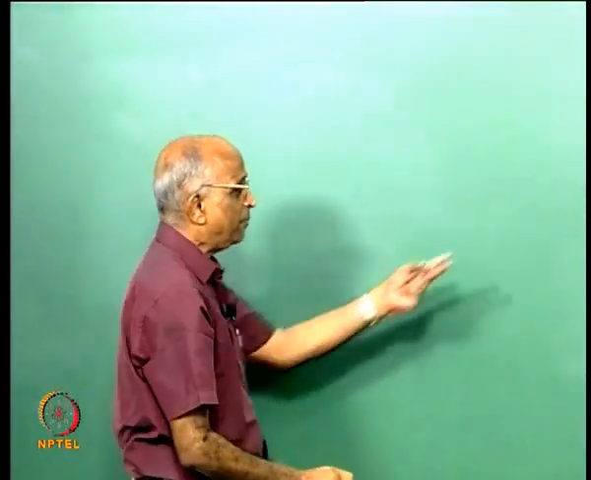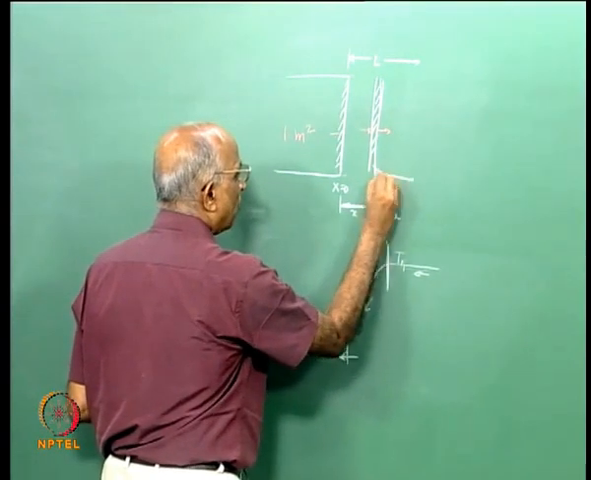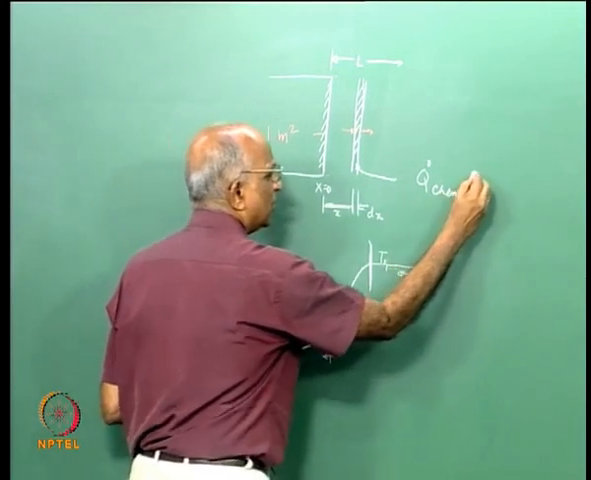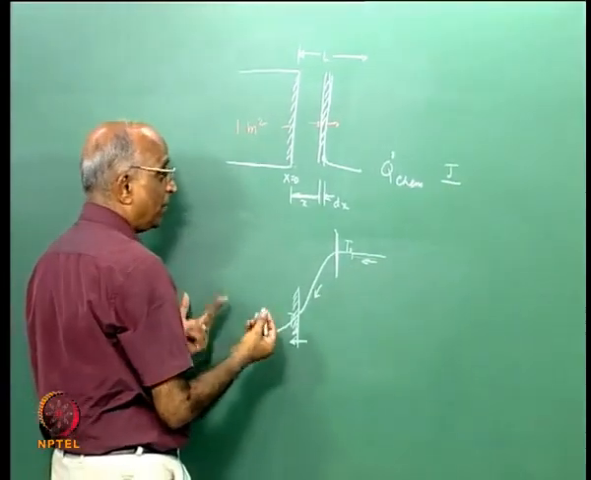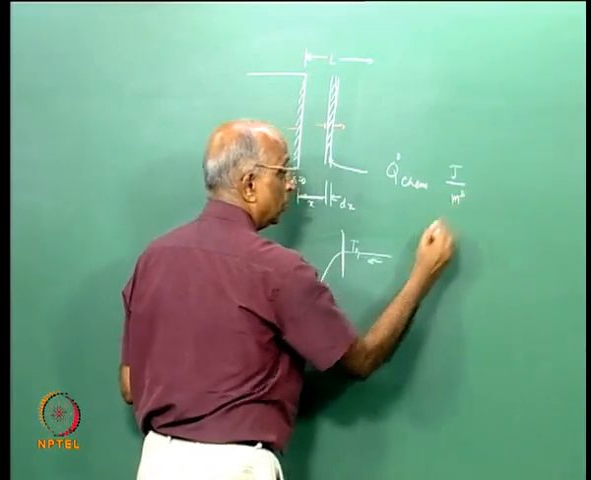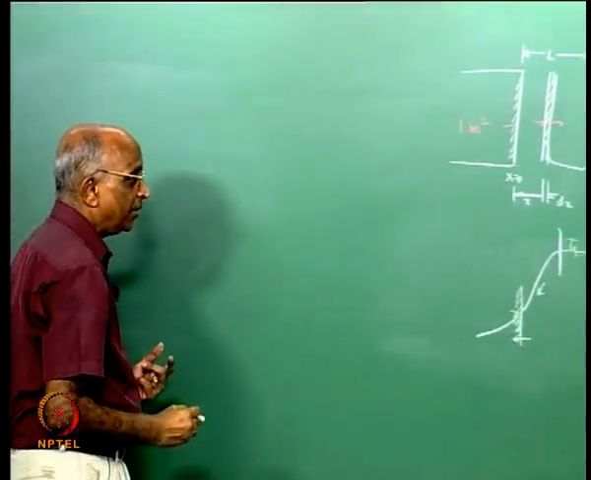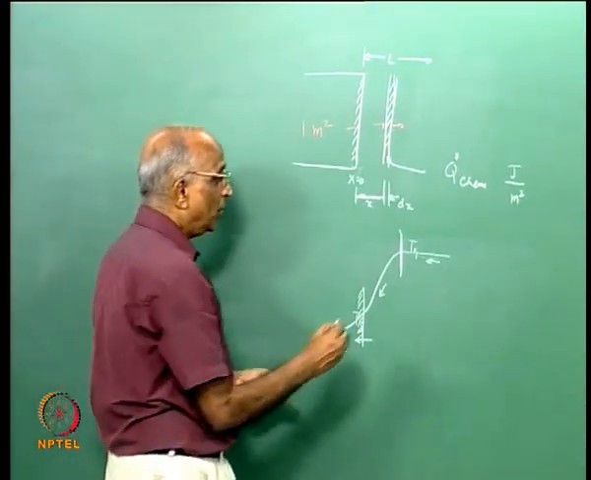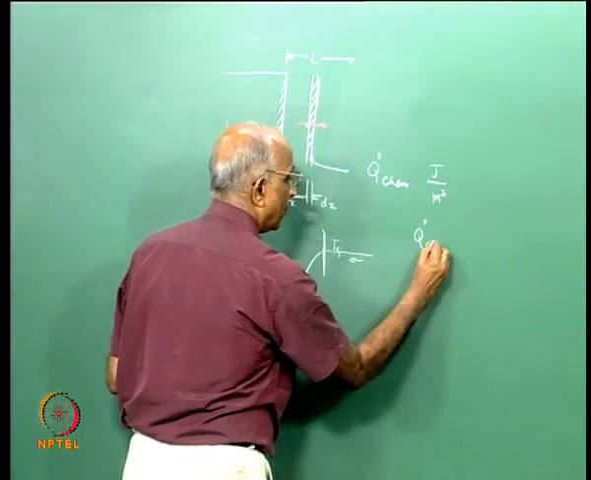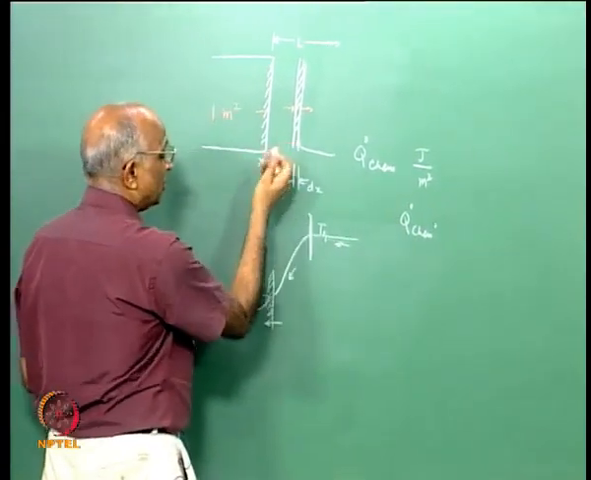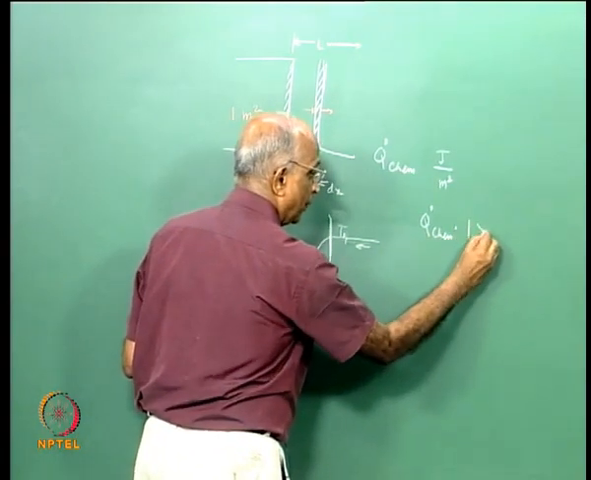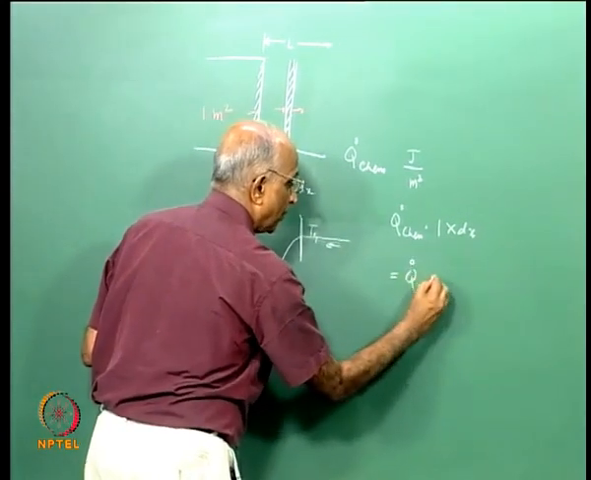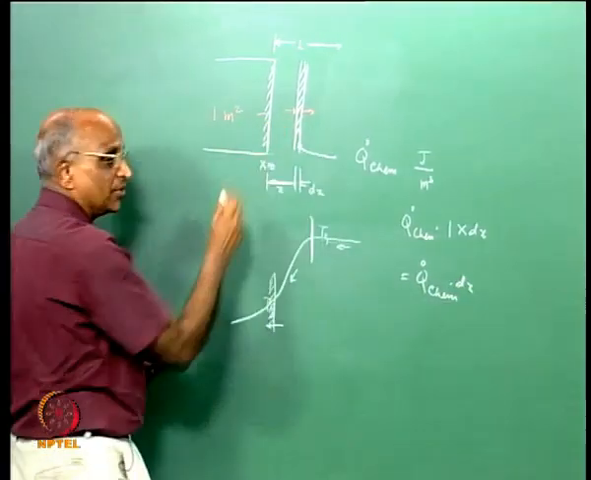In the fizz zone we said temperature is increasing, let the rate of chemical reaction heat release be equal to Q dot chemical, so much, let us say, joules per meter cube, is the rate at which heat is getting generated. Therefore the amount of heat which is getting generated in this volume is going to be Q dot chemical into the volume of this element, and the volume of this element is unit area into dx, which is equal to Q dot chemical into dx, the rate at which heat is getting generated in this volume.